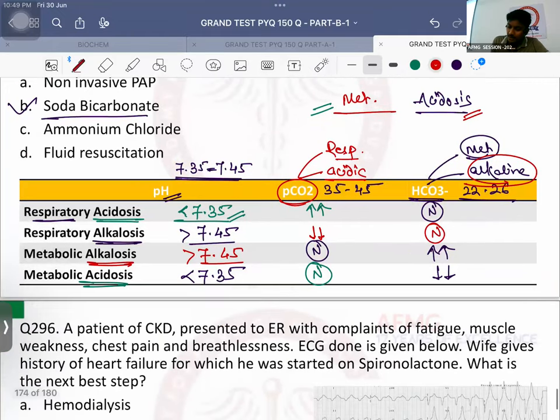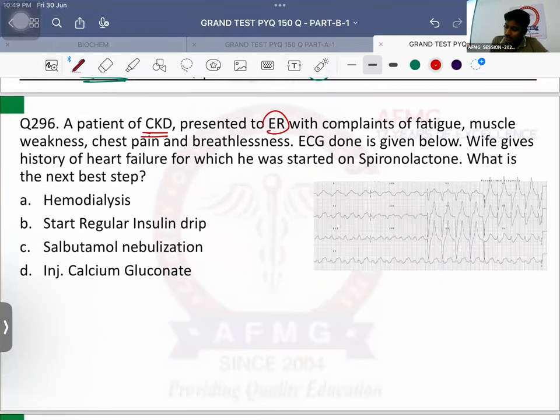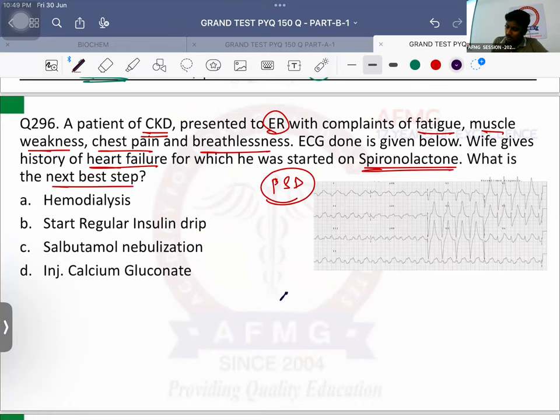Question number 296. A patient of chronic kidney disease presented to the ER with complaints of fatigue, muscle weakness and chest pain with breathlessness. ECG is given below. The wife gives a history of heart failure for which he was started on spironolactone. Spironolactone is a potassium sparing diuretic, which means it will retain potassium inside the body. What is the next best step? Give the diagnosis quickly.